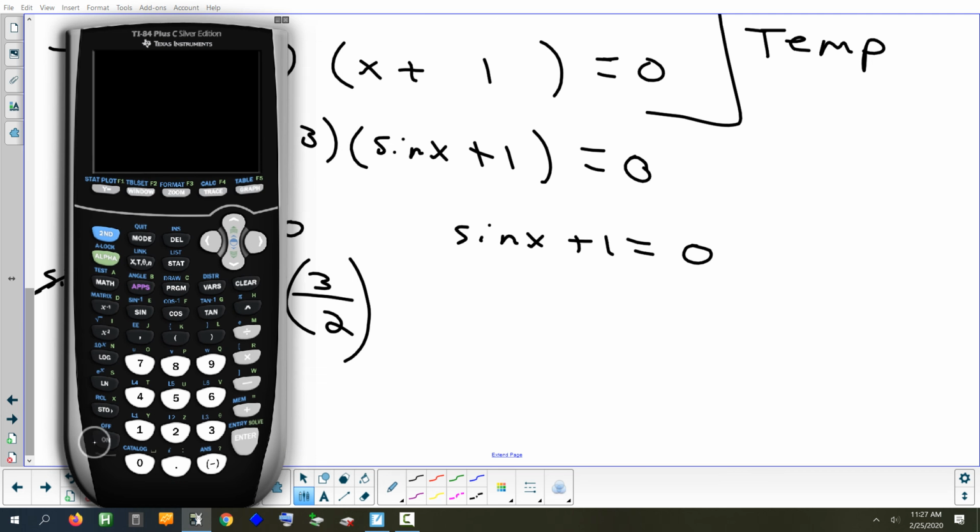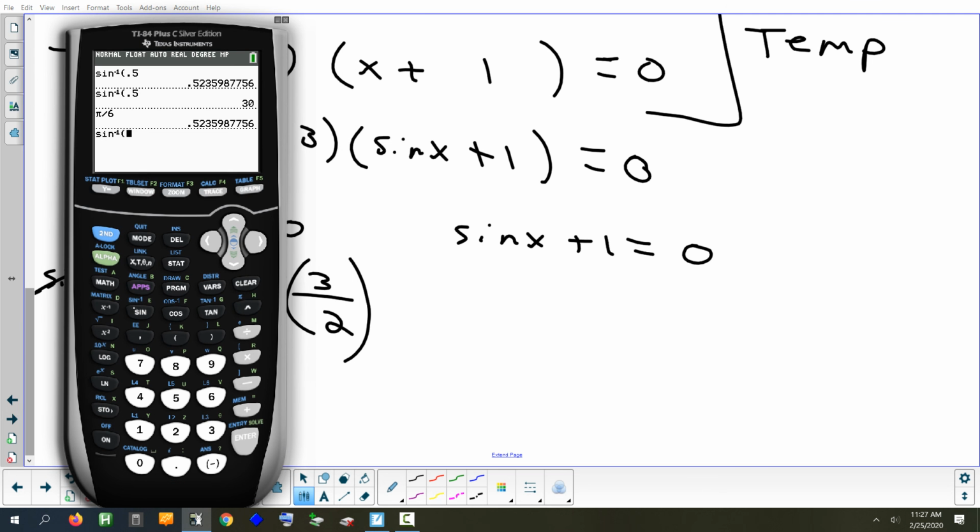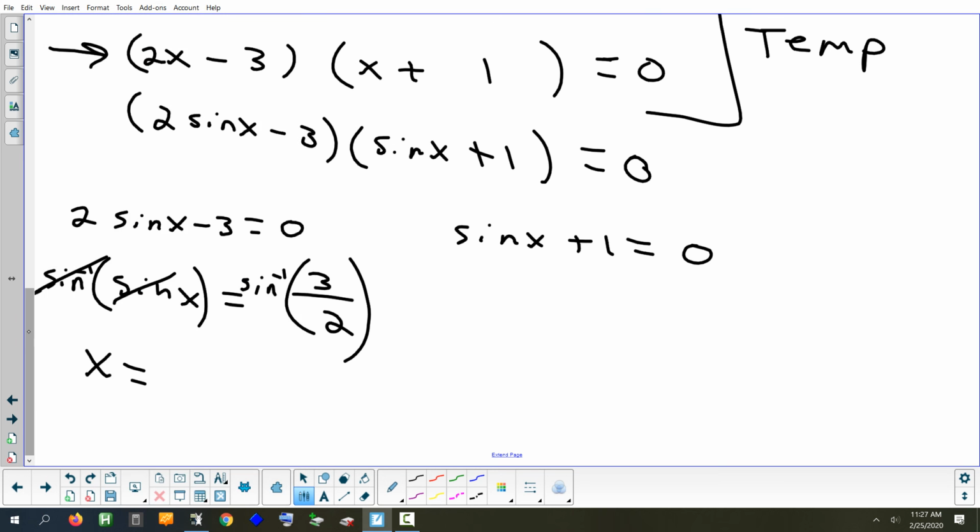If you try to type it in, the inverse sine of 1.5, doesn't matter if you're in degrees or radians, you're going to get an error. Because the domain for inverse sine is -1 to 1. 1.5 is outside the domain. So, it doesn't mean that the problem has no solution, because we still have this one. It just means the left side didn't give us any answers. Now we look at the right.